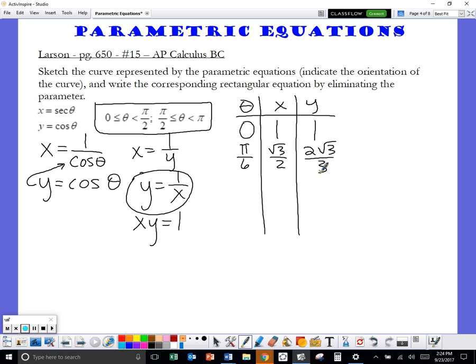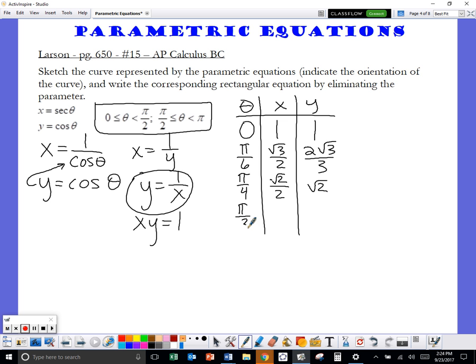Okay, pi over 4. And when we plug in pi over 4, we're going to get the square root of 2 over 2. The reciprocal of that would be the square root of 2. 2 over the square root of 2, 2 square roots of 2 over 2. The 2's cancel, left the square root of 2.